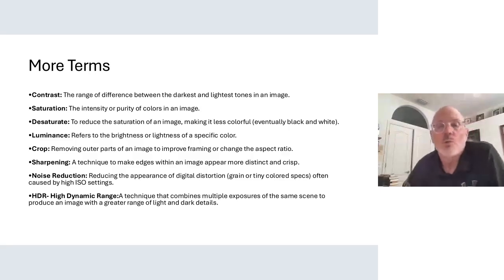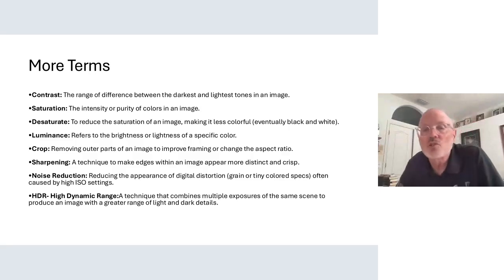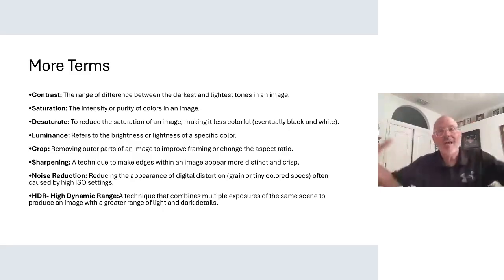Noise reduction, reducing the appearance of digital distortion through grain or tiny colored specks, often caused by high ISO settings. When you have a high ISO, where your camera will take pictures in low light, it will gather more light to your lens. Sometimes the problem is that the picture becomes noisy or grainy, and you can change that through the noise reduction feature in your Photoshop. I'll show you guys that in a minute.